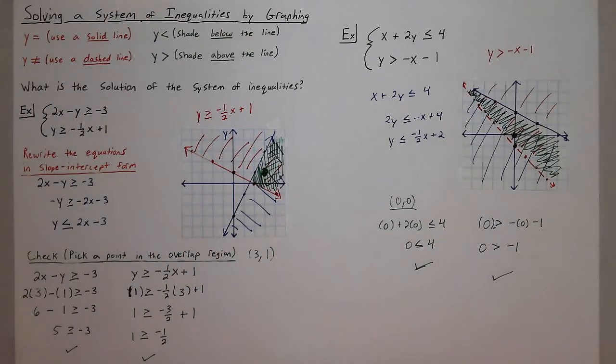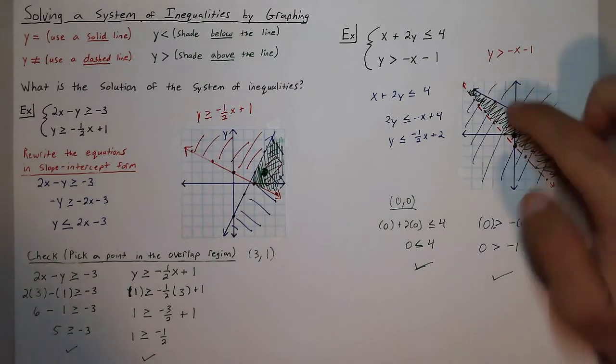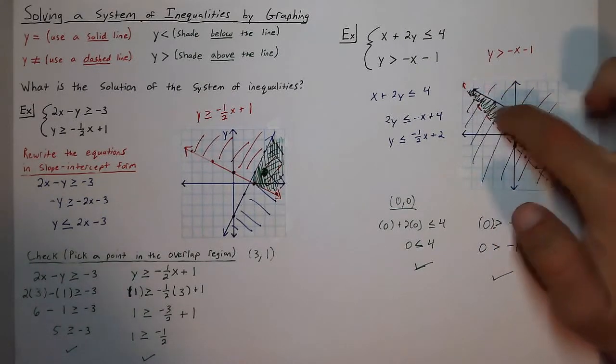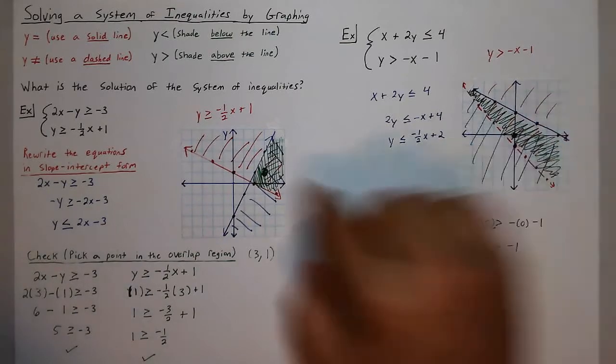And that is how you solve a system of inequalities by graphing. And a key thing to remember is that the solution is the shaded region, meaning every point that exists within that shaded region.